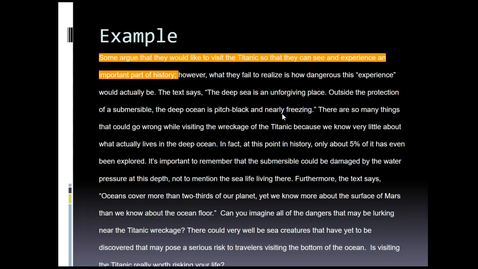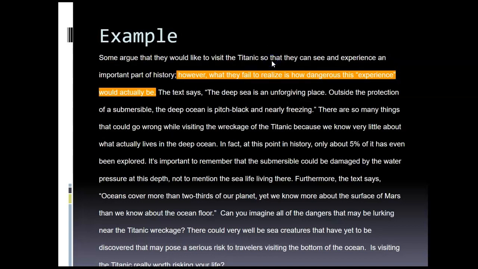If we were to break this down, remember counter-argument paragraphs always start with the opposing viewpoint, so the opposite side. We started this one by stating, "Some argue that they would like to visit the Titanic so that they can see and experience an important part of history." That is the opposite viewpoint. Now we get into the counter-argument, and this is where we explain that even though maybe these people would like to experience an important part of history, that is not a valid reason to visit the Titanic wreckage, and we tell why. "What they fail to realize is how dangerous this experience would be."